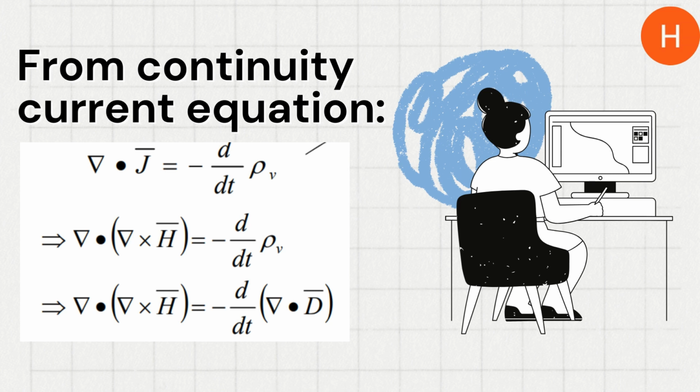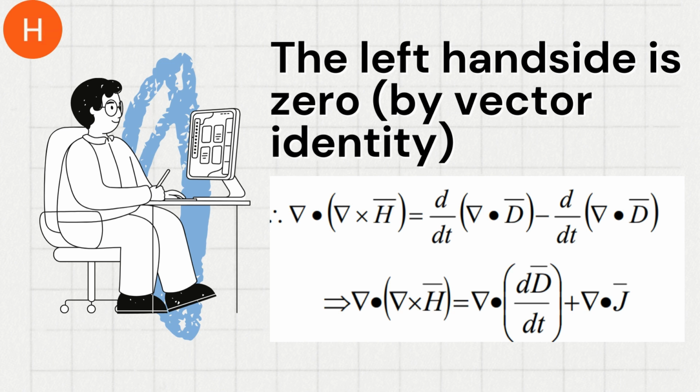From the continuity current equation, we know that the divergence of current density is equal to the negative of the time derivative of volume charge density. Besides that, we also know that the charge density is equal to the divergence of magnetic field intensity, and the volume charge density is equal to the divergence of electric flux density. Therefore, the final equation is equal to the last line of this. By vector identity, the left-hand side is equal to 0.